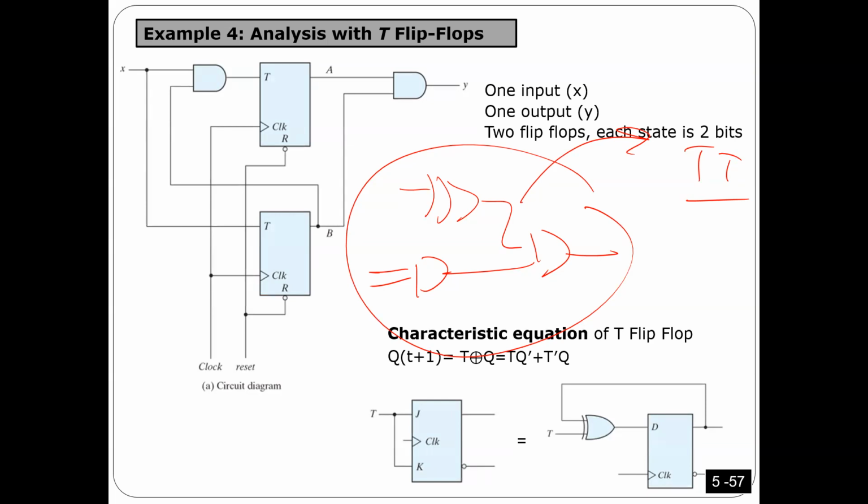So I'm going to make a description. I want a sequential circuit to do something. And then based on this description, it's easier to create the state diagram. Once you have the state diagram, you need to translate the state diagram to a circuit. That's what I'm going to explain now.